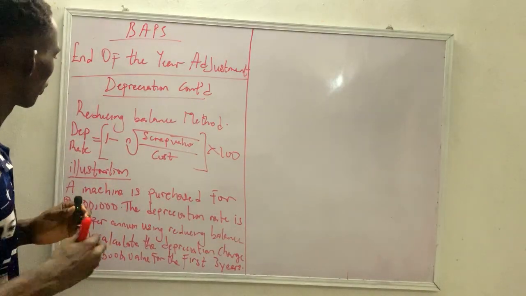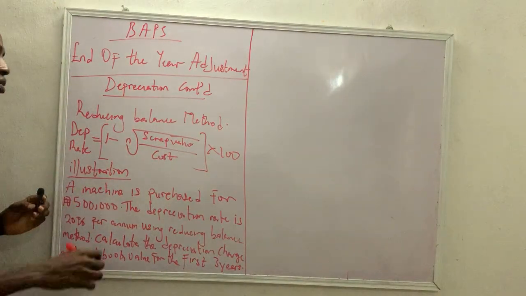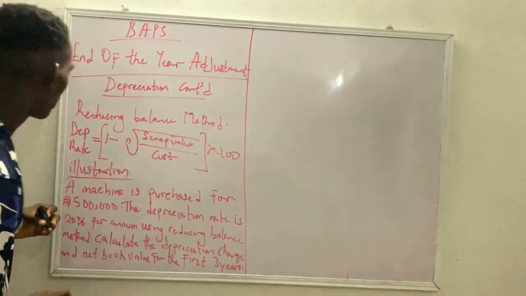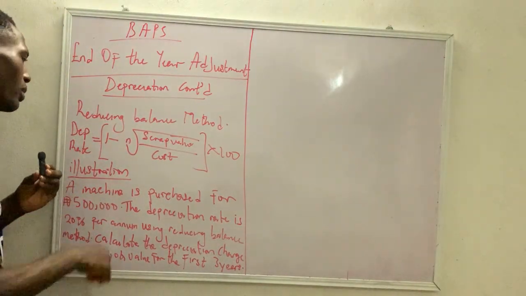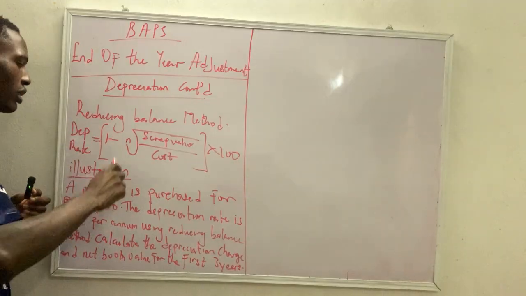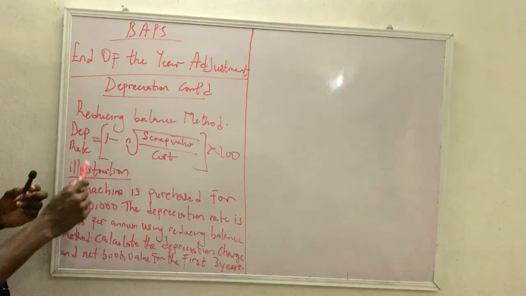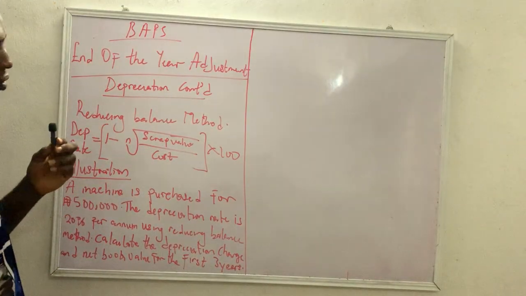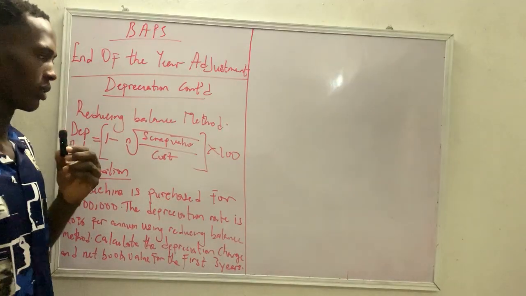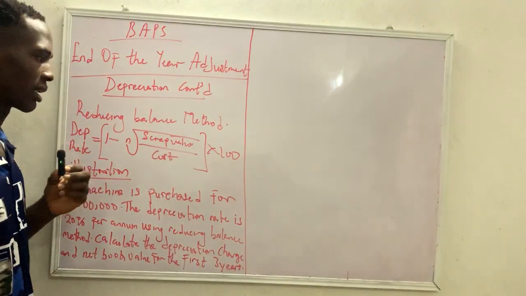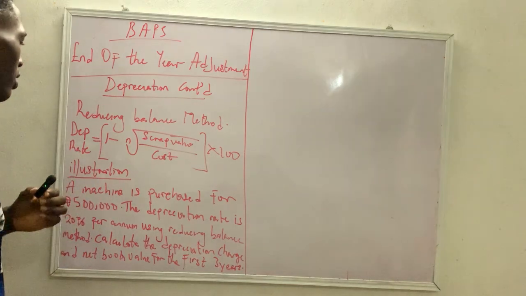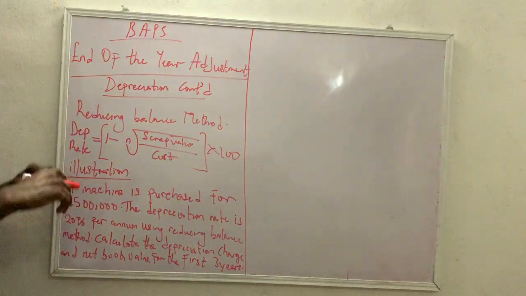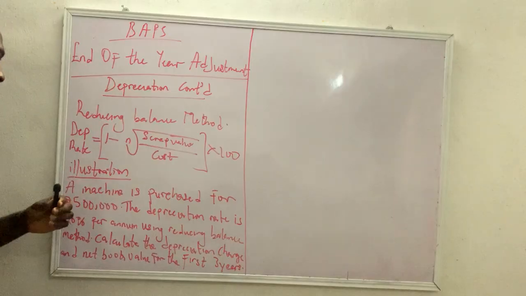You understand? So in most questions you'll be provided with your depreciation rate, that is your percentage. But in the case where your depreciation rate is not given, then you'll be making use of this formula, that is open bracket 1 minus nth root of the fraction of your scrap value over your cost, close bracket, times 100. Your n here represents your number of useful life years. So now, without wasting much time, let's quickly dive into the illustration.